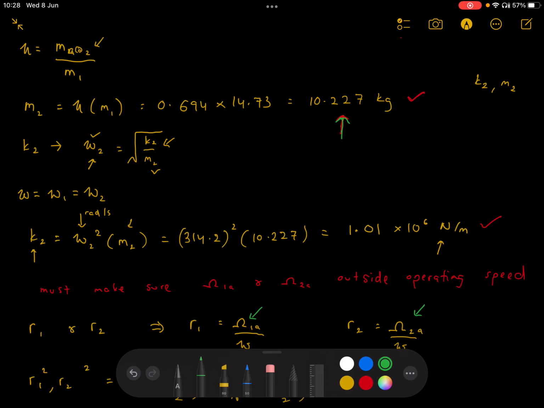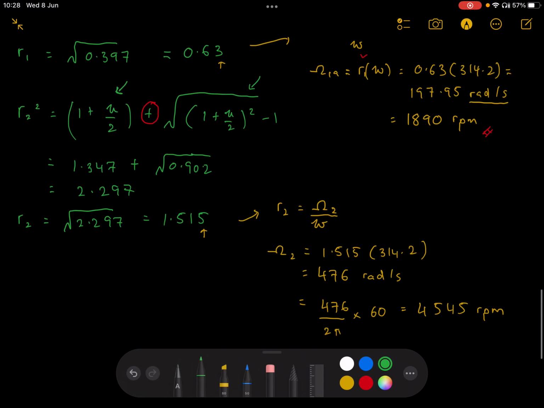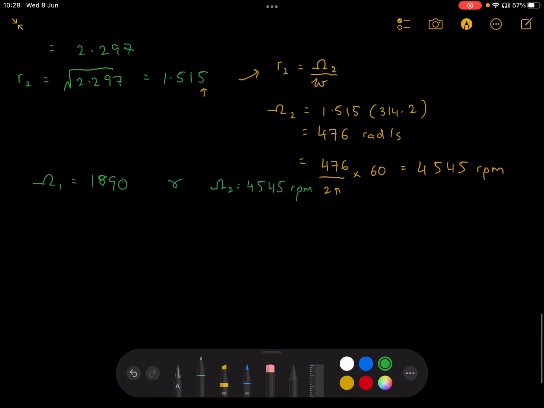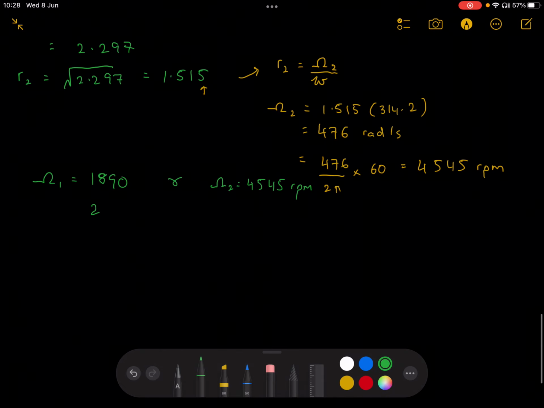So when we use the mass 2 of 10.227 kilogram and we use 1.01 meganewton per meter for the stiffness, we will get the new natural frequencies of 1890 and 4545 RPM. The original operating speed was 2000 to 4000 RPM. So from here we can ensure that the absorber will be working effectively, since the first natural frequency and the second natural frequency are outside the range of 2000 and 4000 RPM. Alright, so that's all for this session.